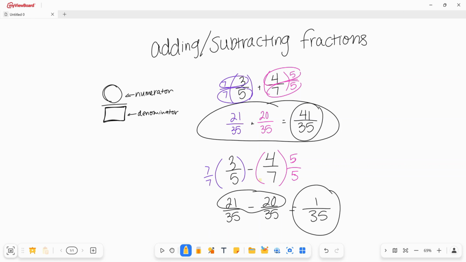So adding and subtracting, I would argue, is a little bit harder than multiplication and division, which you will see in a different mini lesson video, but hopefully this helps.